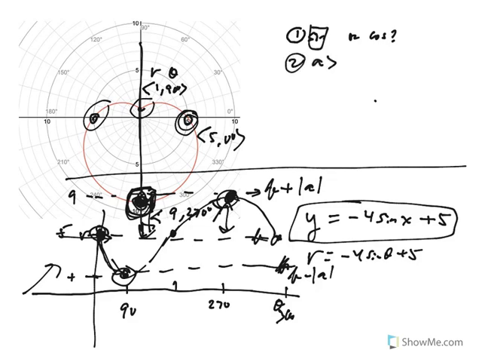The second decision is whether a is greater than 0 or less than 0. In this case, if it's sine, a positive a value makes sine achieve its highest point at 90.